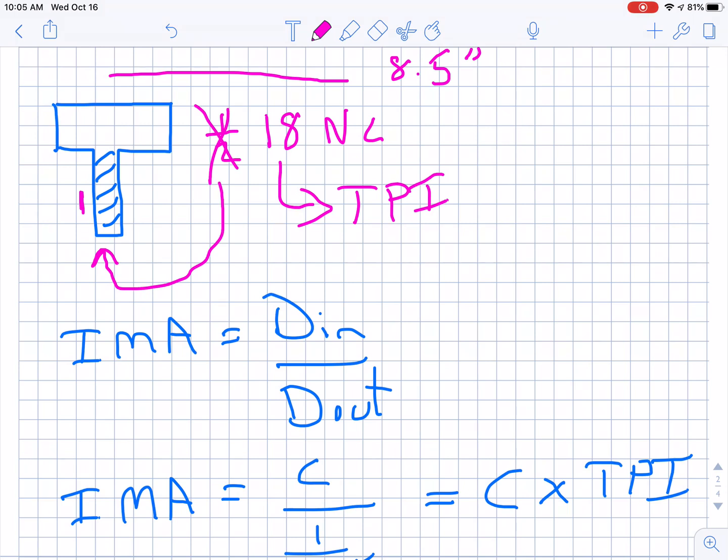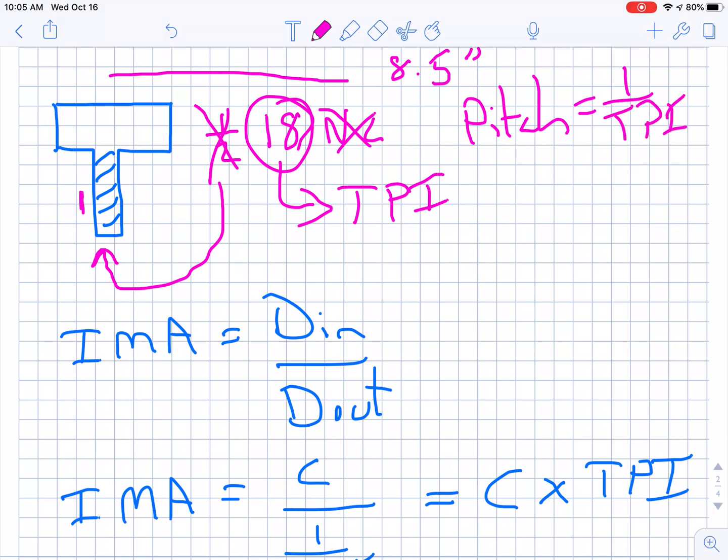And then NC just represents how coarse or fine the threads are. What I mean by coarse is maybe the threads are like this. What I mean by fine is maybe the threads are like that. There's a lot more of them in a given inch. We also don't care about NC. The big thing we care about is 18. Also, regarding 18, there's something we need to know, which is called pitch. Pitch is 1 divided by TPI. Well, we know our TPI is 18, so our pitch equals 1 over 18.